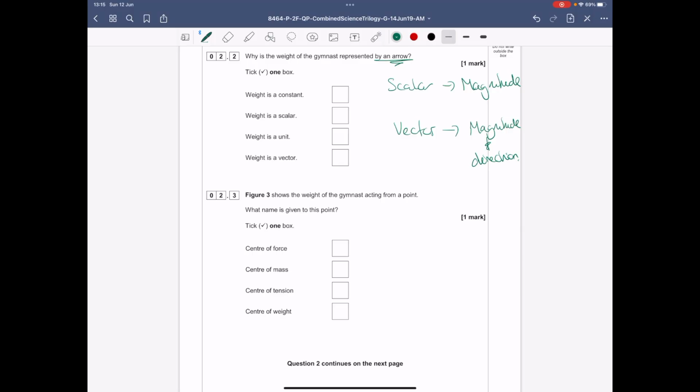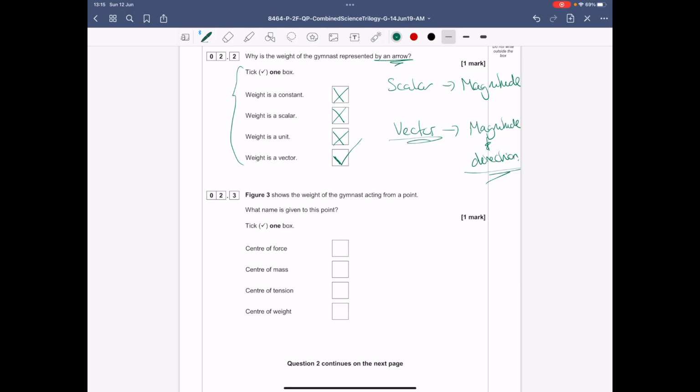Weight is constant then, from out of these options, weight is constant. Well, that's not why we have an arrow with a direction attached to it. It's not a scalar. It's not just because it's a unit. It's because weight is a vector, because it has a direction.